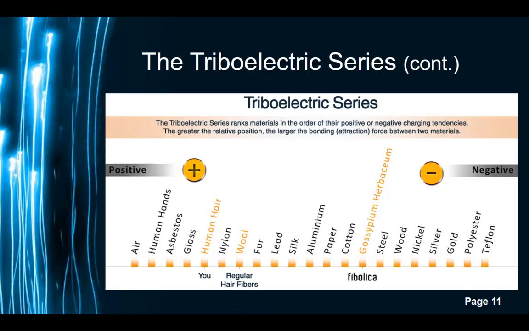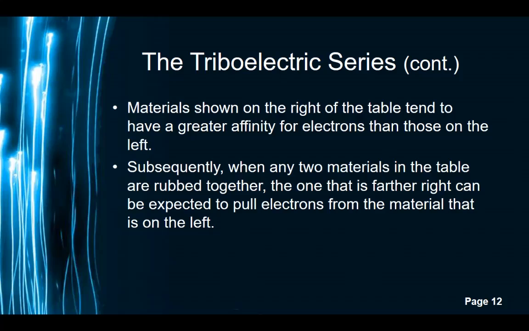You can see here that air is far more likely to become positive. Glass is up there, your human hands, wool, fur, these types of things. On the opposite end of the spectrum, you have a lot of your metals, nickel, silver, gold, but also things like wood, Teflon, and polyester. Materials on the right tend to have a greater affinity for electrons than those on the left. Subsequently, when any two materials on the table are rubbed together, the one that's farther right on the triboelectric series is more likely to pull the electrons off the material that's on the left.